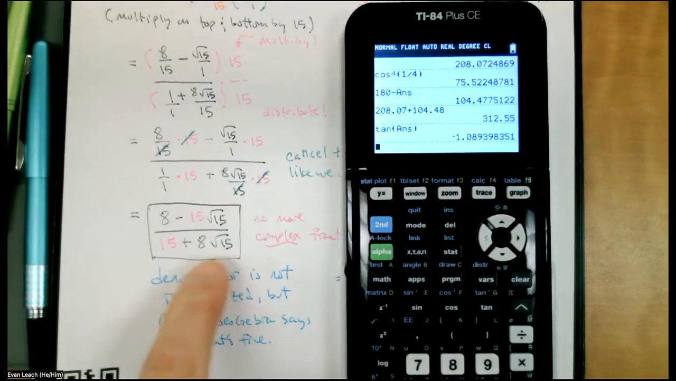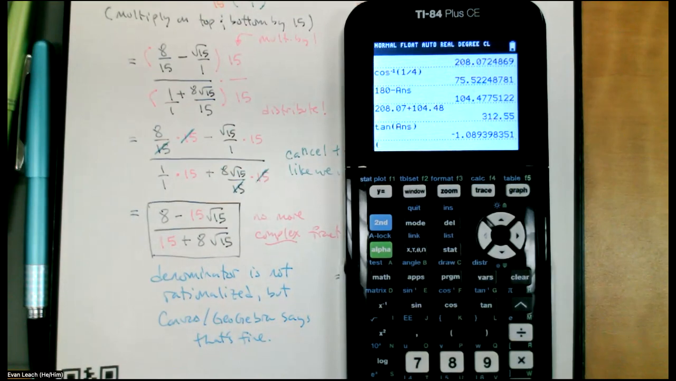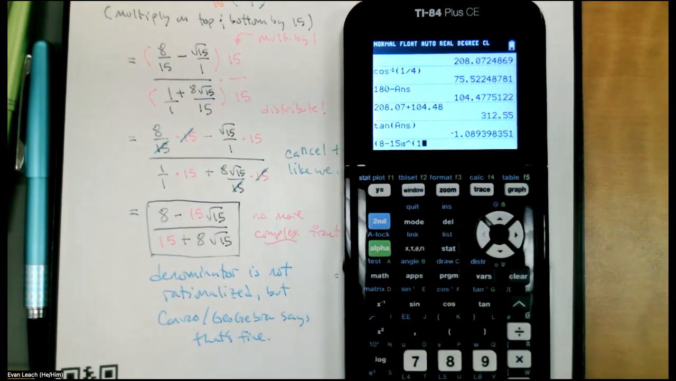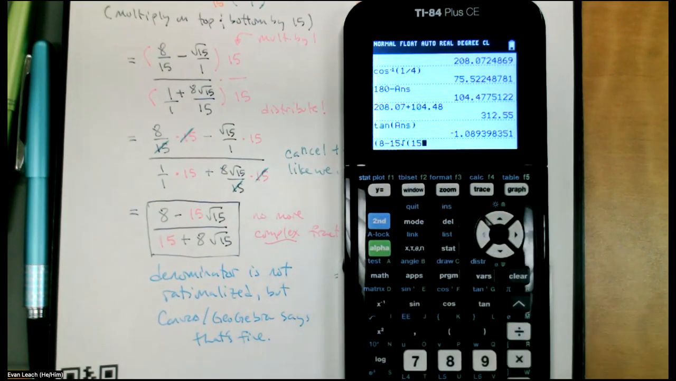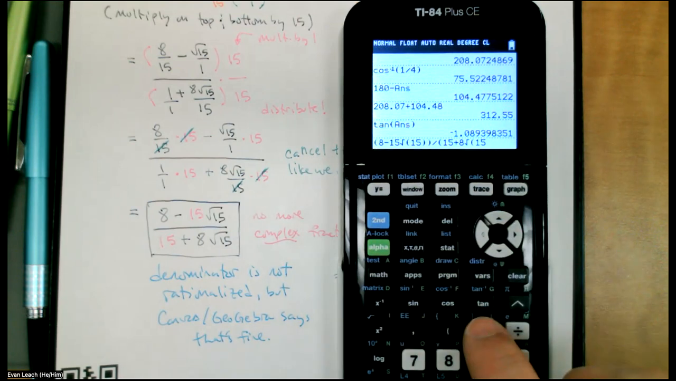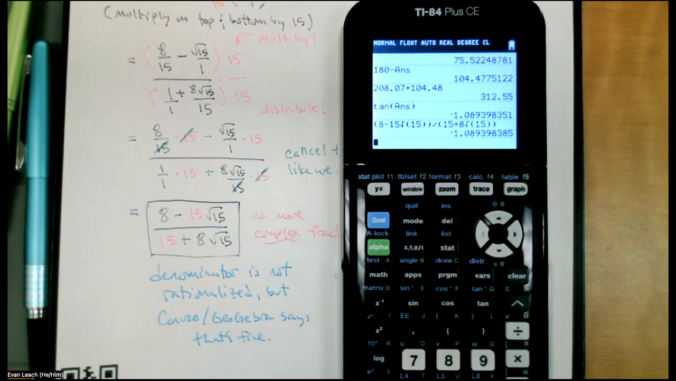since we have a calculator, that's one of the reasons we don't really need to rationalize this, but I have 8 minus 15 times the square root of 15, divided by 15 plus 8 times the square root of 15. They're not exactly the same because for alpha and beta, I rounded my angles off to the nearest 100, and I didn't use all of those digits, but it matches up all the way out to the 0.83.